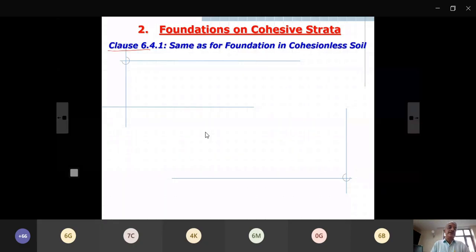How do you calculate the bearing capacity? And presumptive bearing capacity, or for small foundations or for unimportant cases, you can use table 6 of substructure code also. Clear?